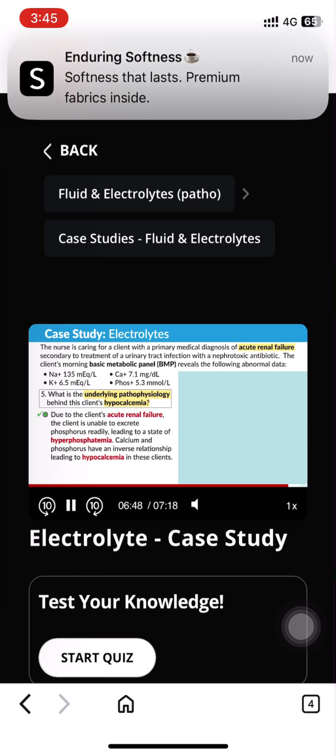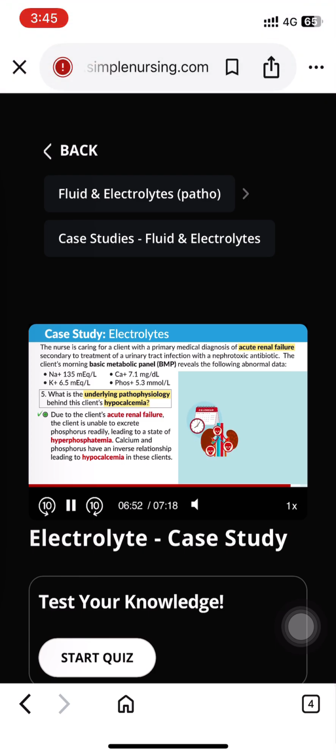Now, looking at the answer. Due to the client's acute renal failure, the client is unable to excrete phosphorus readily, leading to a state of hyperphosphatemia. Calcium and phosphorus have an inverse relationship, leading to hypocalcemia, that low calcium, in these clients. Exactly. So now you can see how knowing the patho first will ultimately help you understand what's going on in the body and finding the correct answers.